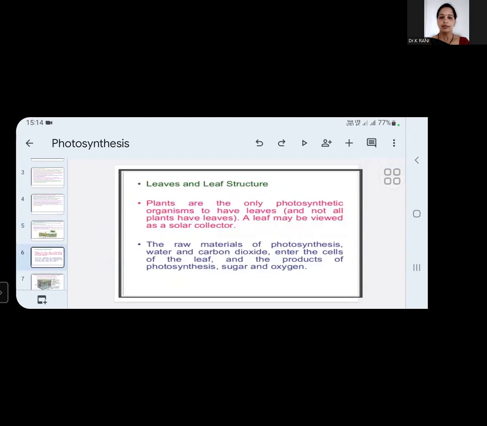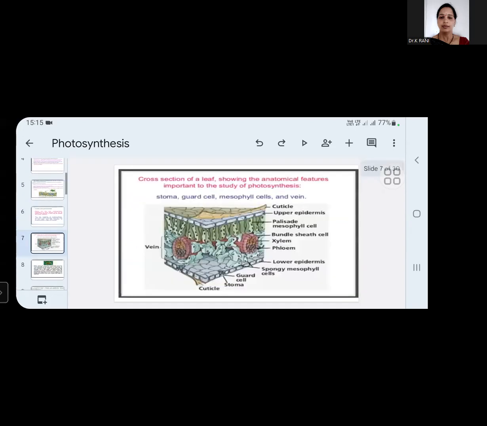The plants are the only photosynthetic organisms to have leaves. A leaf may be viewed as a solar collector. The raw materials of photosynthesis, water and carbon dioxide, enter the cells of the leaf, and the products of photosynthesis are sugar and oxygen. This is also one cross section of a leaf, showing the anatomical features important to the study of photosynthesis.